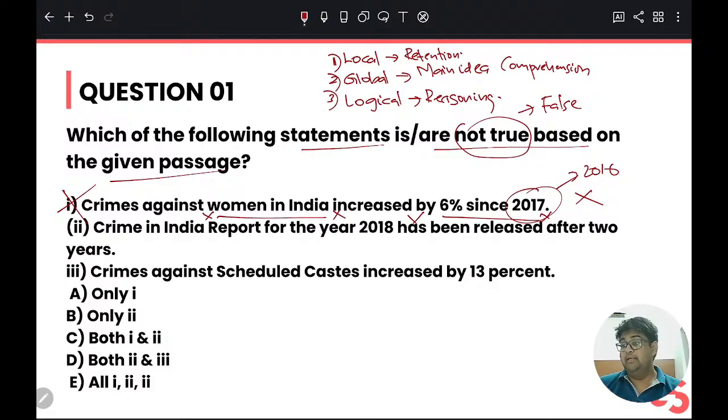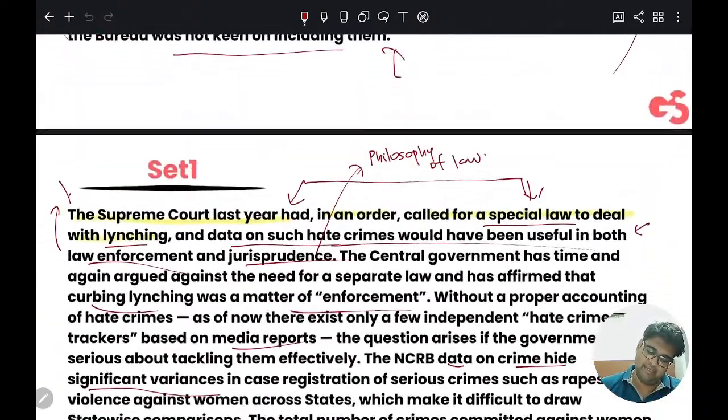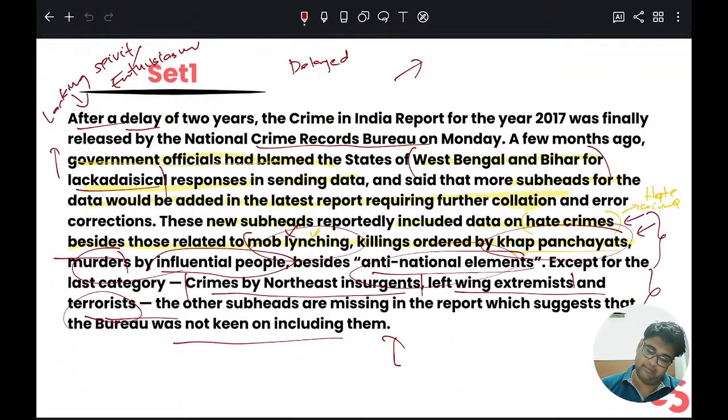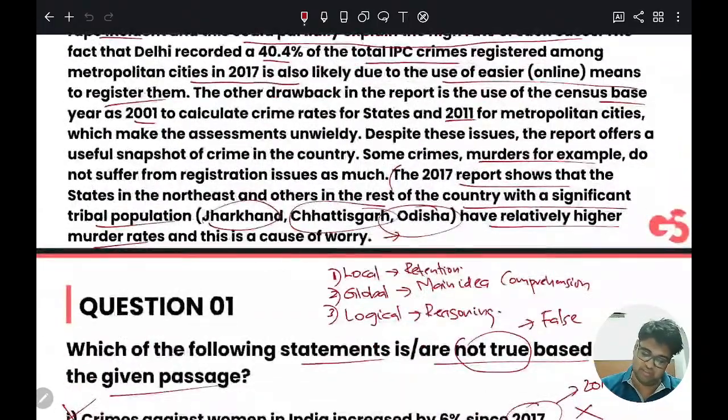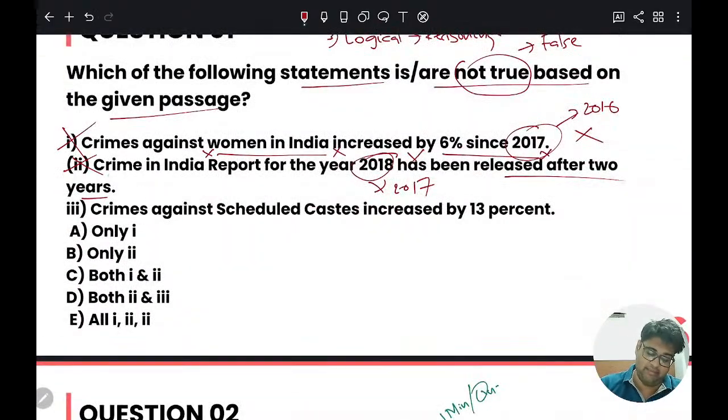Crime in India report for the year 2018 has been released after 2 years. Released after 2 years, that's fine, but the year is 2018; it was 2017. The Crime in India report for the year 2017 came after a delay of 2 years. So this is also wrong. I have to eliminate this option also.